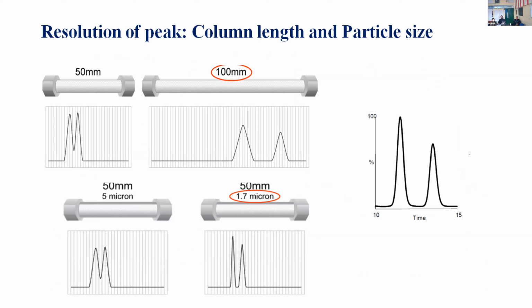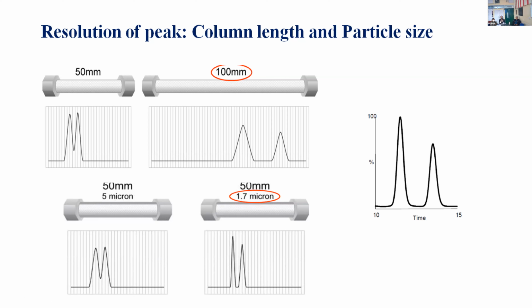So there are two basic physical parameters of the column which affect the resolution of peaks. First is the length of the column, and second is the particle size of the packing material.